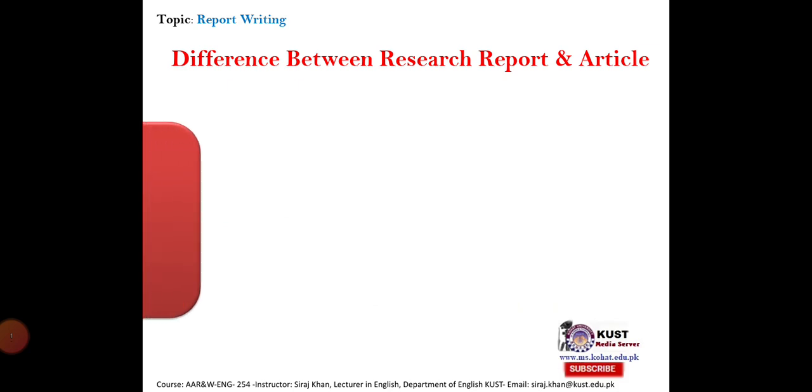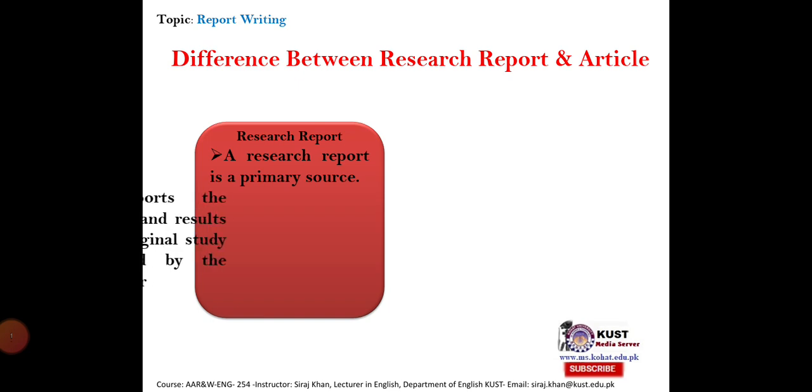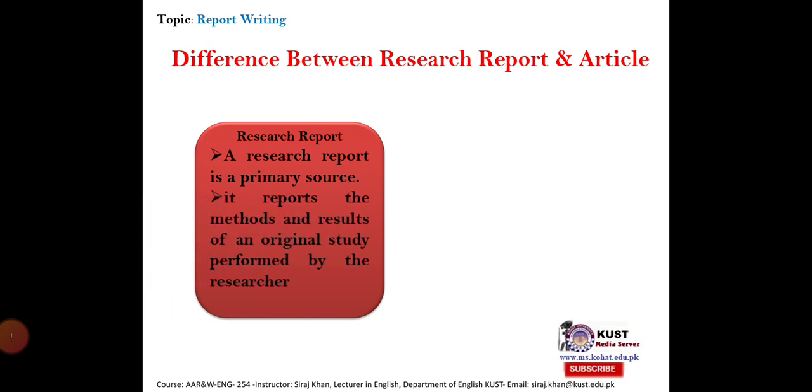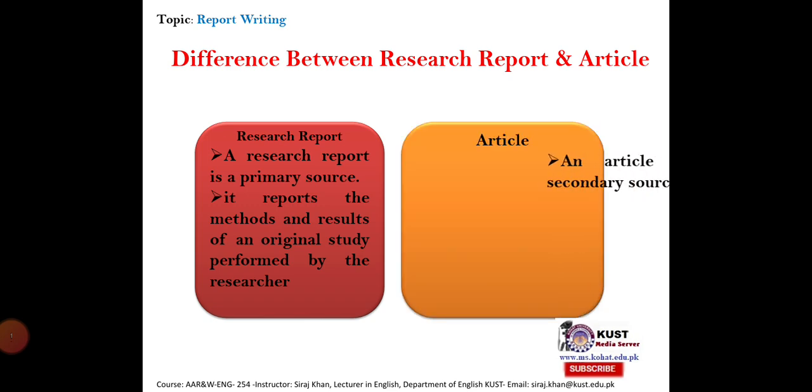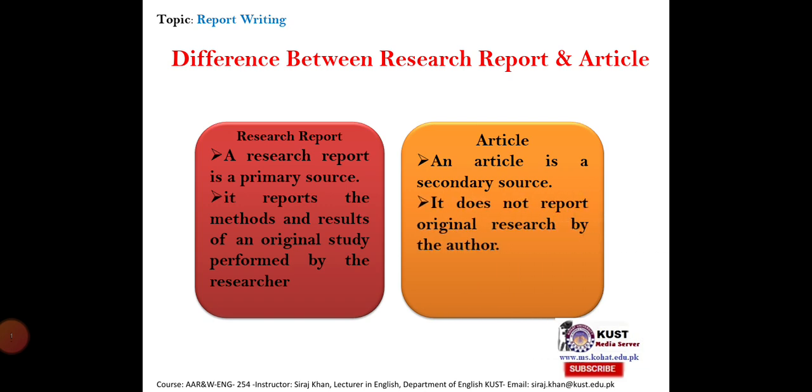The difference between a report and an article. A research report is a primary source. It reports the methods and results of an original study performed by the researcher, but an article is a secondary source. Research report is a primary source, article is a secondary source. An article does not report original research by the author, but a research report reports results of an original study performed by the researcher.